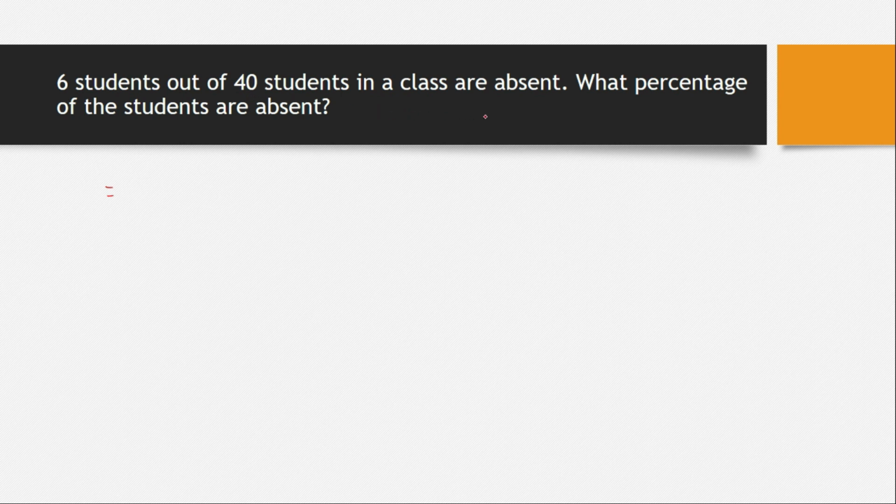So we have to find out the percentage of the students who are absent. So how we will write? We will write number of absent students by total number of students into 100. If you reduce it, we will get 15%. That means 15% of students are absent. Okay, I hope that you all know how to reduce the fractions.